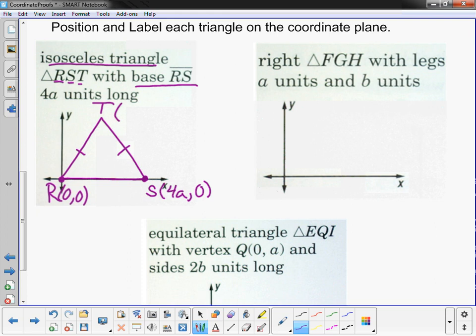T is going to be directly above that line. That line is a line of symmetry for that triangle, meaning that line is going to cut RS in half.